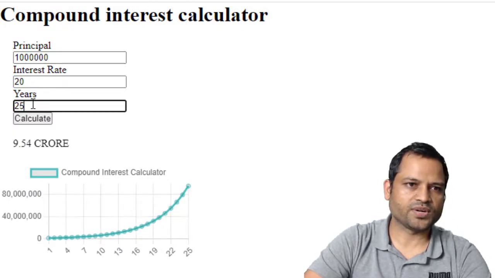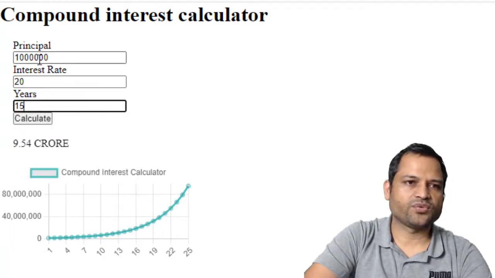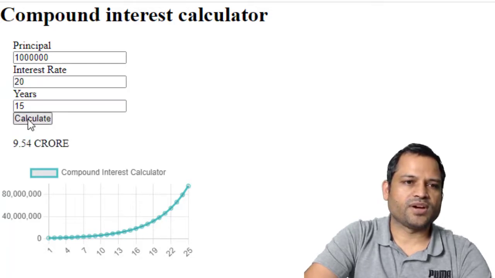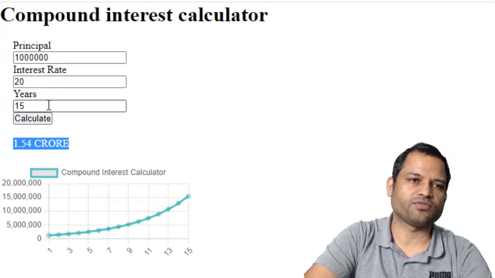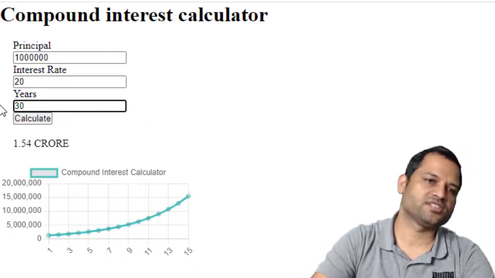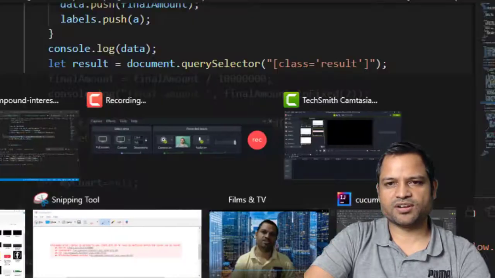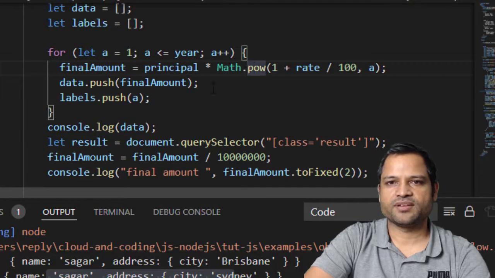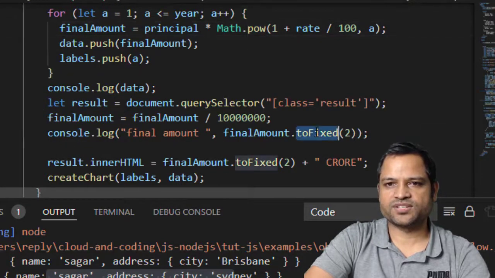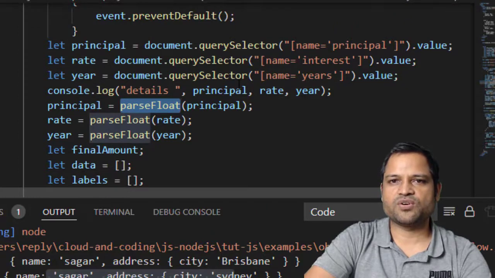So for example, we want to calculate, say, after 15 years, what will be the final amount if you invest 10 lakh today with an interest rate of 20% every year. As you can see, the final amount will be 1.5 crore. If you wait for, say, 30 years, your total final amount will be 23.74 crore. It's a very simple application, but it covers a lot of things in JavaScript, especially mathematical functions like power. Then toFixed is another method used here, and parseFloat is another important method. The rest of the code is very, very simple.